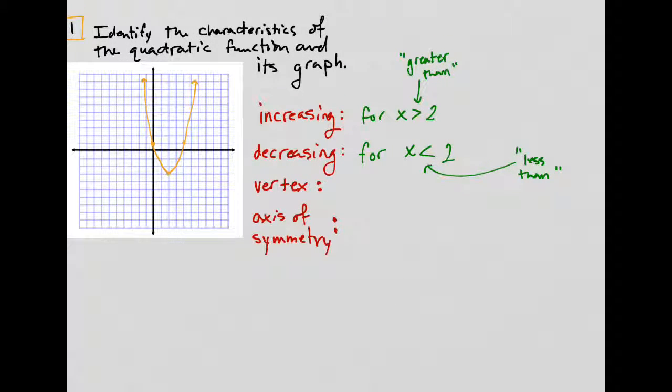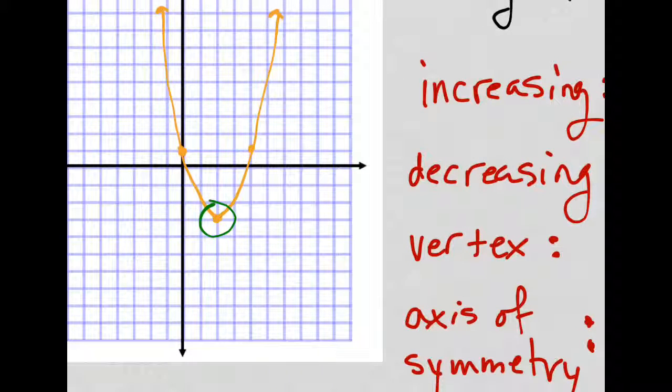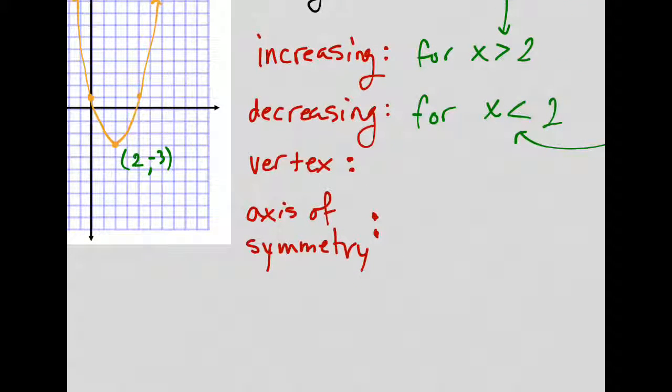For the vertex. Where is the vertex? Well, I know it's right there. So I have to find the ordered pair for that. For the vertex, this is the x position and this is the y position. So for the x, I have to go 1, 2. Remember, you start there to count the ordered pair. And then I have to go down 1, 2, 3. So that's negative 3. So the vertex is at (2, -3).